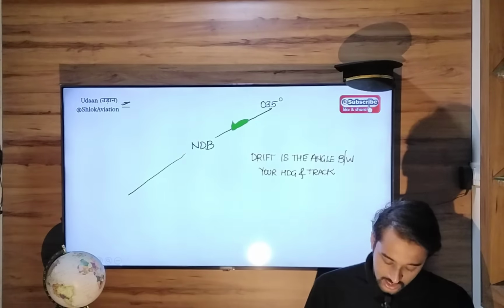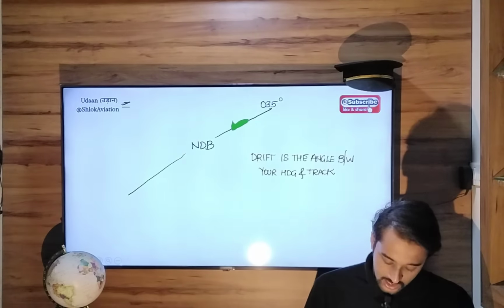So relative bearing is the angle. Relative bearing is given to you. You were told to find track away from the station. We first found towards the station track. From that we found away from the station is 035. So that is fine. Now, to find drift, you should know the angle between your heading and track. Now track away from the station is 035.